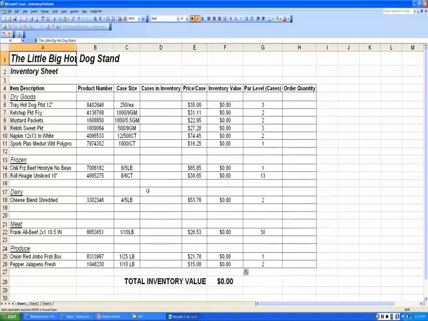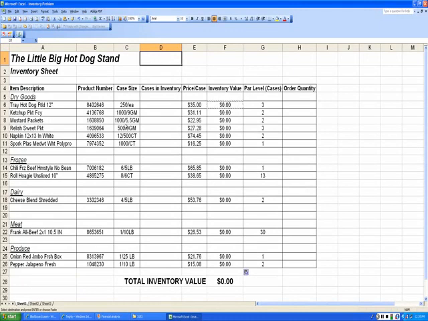All right, so in this inventory example, we are going to pretend that we have a hot dog stand. The name of our hot dog stand is the Little Big Hot Dog Stand. Essentially, what we serve are hot dogs and chili dogs, but we do the massive ones, so they're like foot long, 10.5 inch long, half-pound hot dogs. So they're massive hot dogs. That's why we're the Little Big Hot Dog Stand.